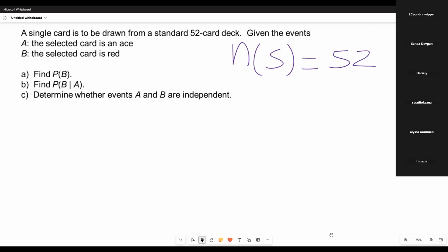So we talked about cards before, right? So the sample space here got 52 cards. So the number of outcomes is just 52. They give you two events. A is the card is an ace, okay? So that's A, is an ace. Talking about ace.